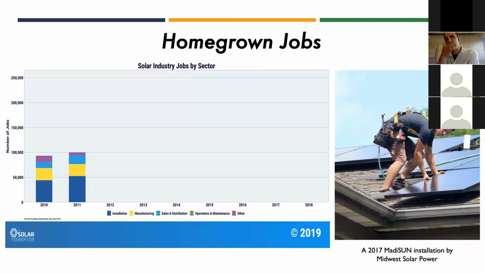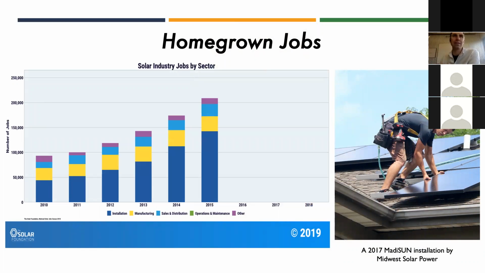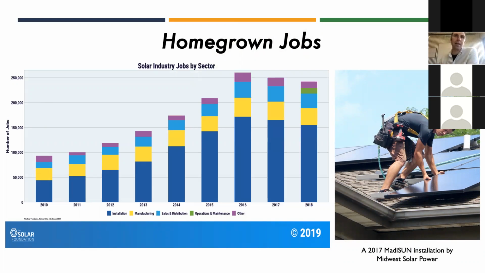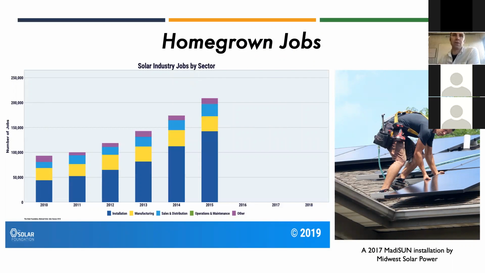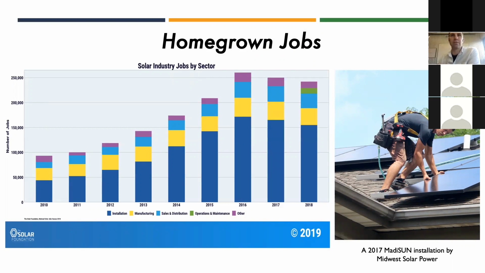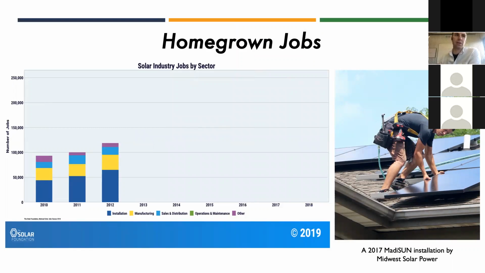Another reason why folks are installing solar in Wisconsin is it means local jobs. Solar installations are done by our friends, our neighbors, our relatives, and these are jobs that definitely cannot be outsourced. We have to have real boots on the ground to do these installations, and this is where solar job growth in the US has gone over the last 10 years.